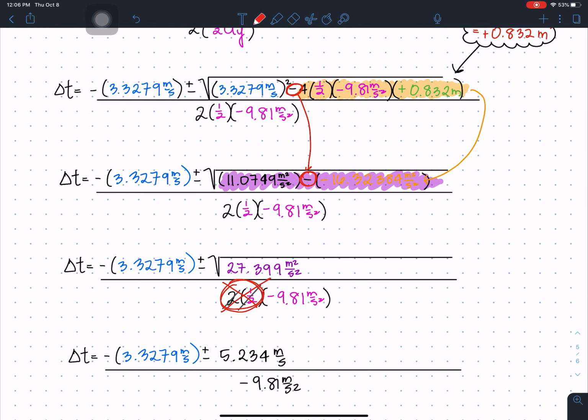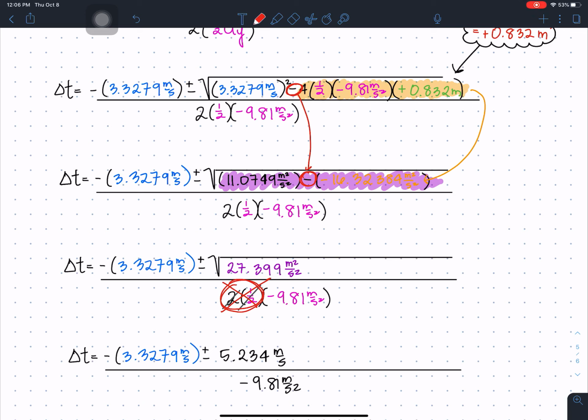When I take the square root of 27.399 meters squared per second squared, I end up with 5.234 meters per second. So notice how the units go from meters squared per second squared to meters per second. So the square root also applies to the units, not just the number.